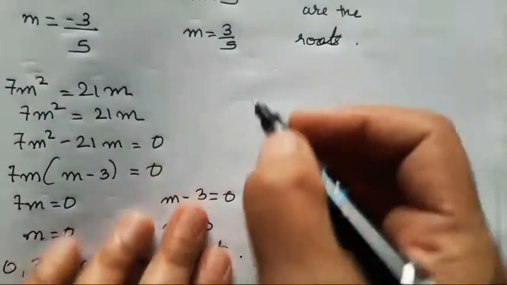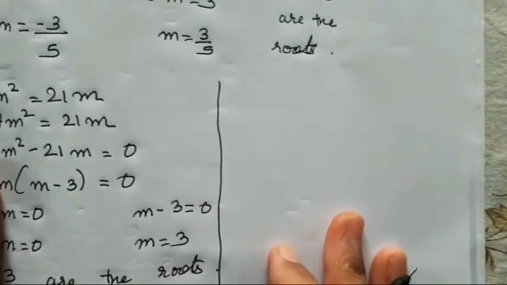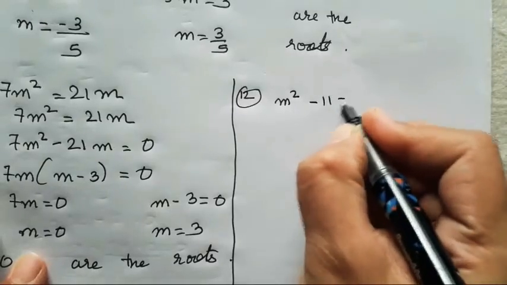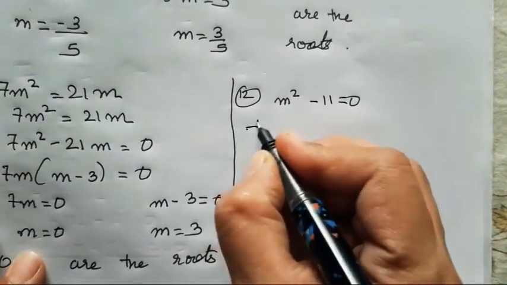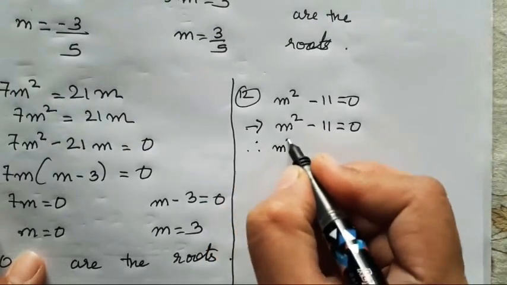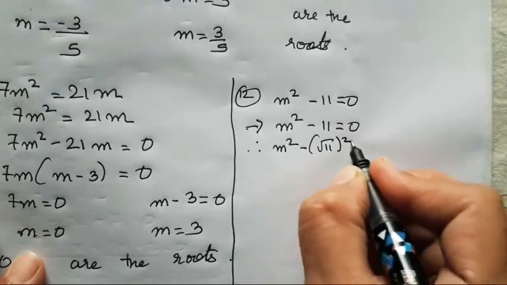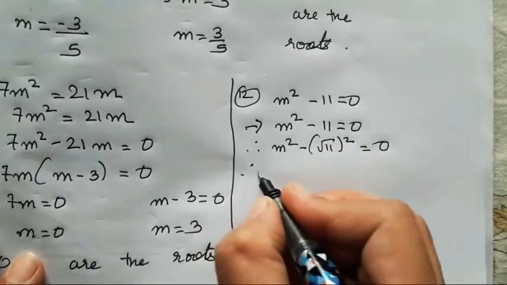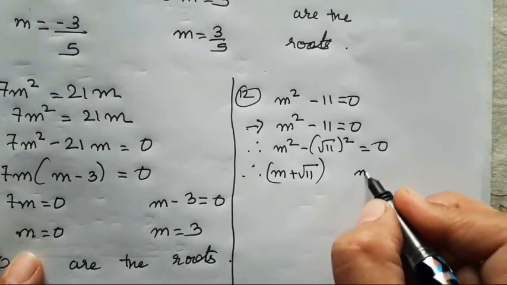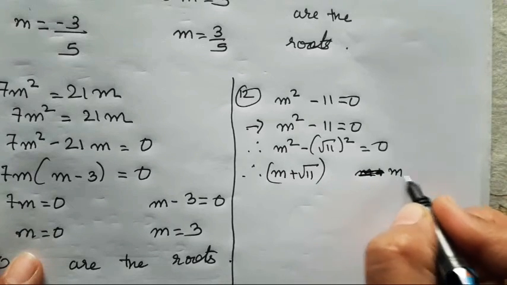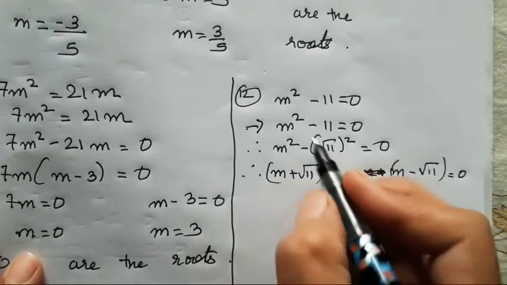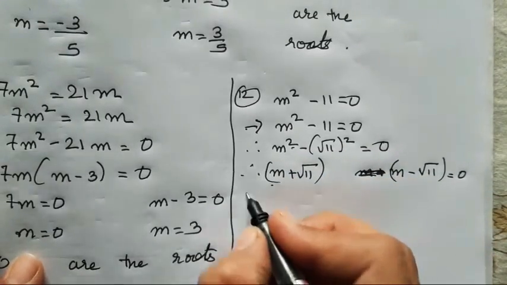Now the 12th sum I will explain over here only, because I am having space. 12th sum, m square minus 11 is equal to 0. First we will write the sum, m square minus 11 is equal to 0. Therefore, m square minus root 11 square is equal to 0. Therefore, m plus root 11, once you have to write plus, and once you have to write minus, is equal to 0. Got it? Because square is there, we can write plus and minus sign.